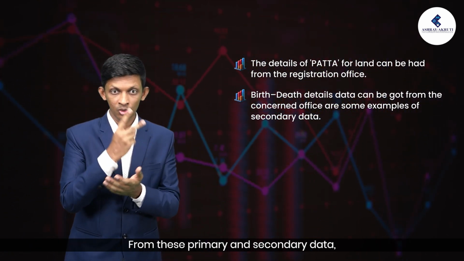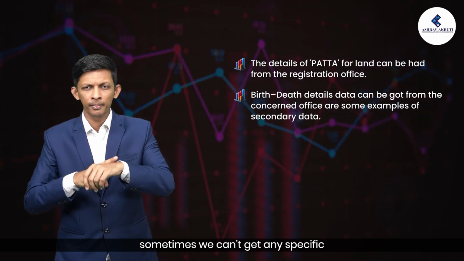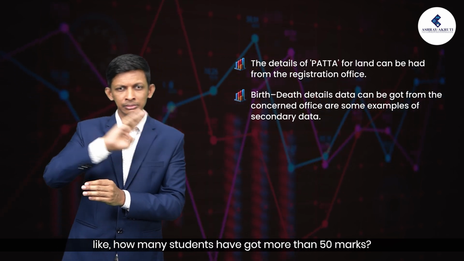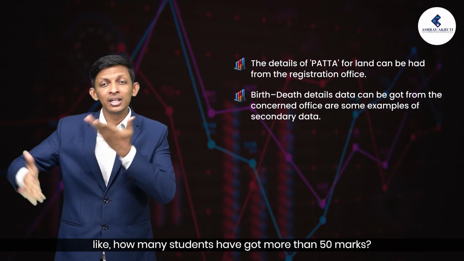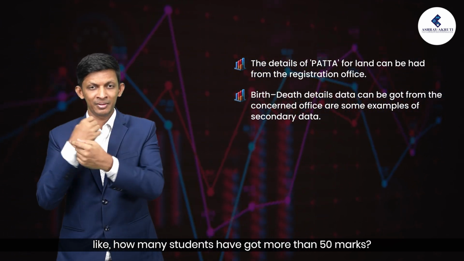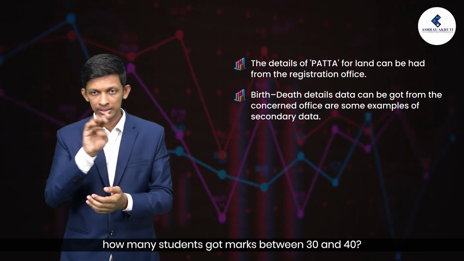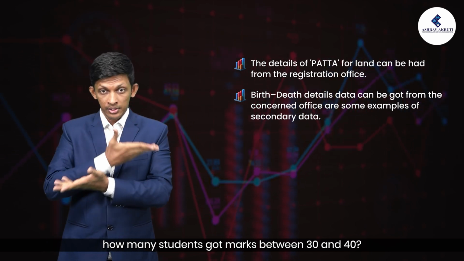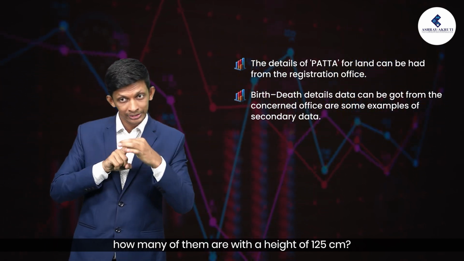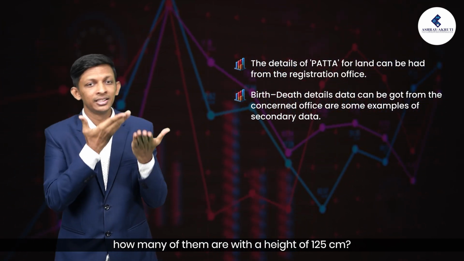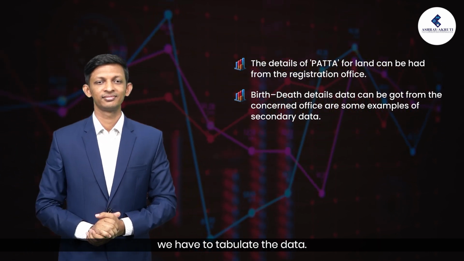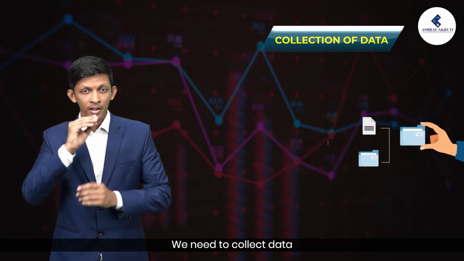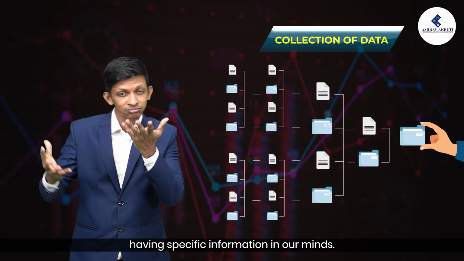From these primary and secondary data, sometimes we can get any specific or required information directly, like how many students have got more than 50 marks. How many students got marks between 30 and 40? How many of them are with a height of 125 centimeter? If we need answers to these questions, we have to tabulate the data. Collection of data. We need to collect data having specific information in our minds.